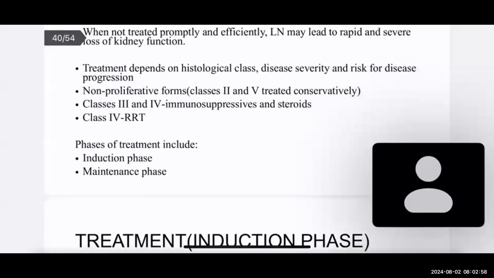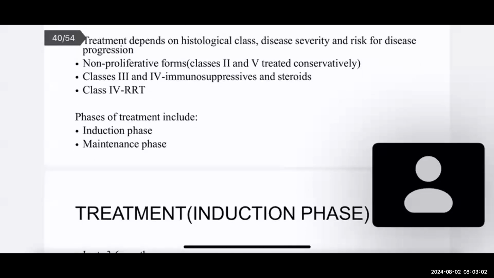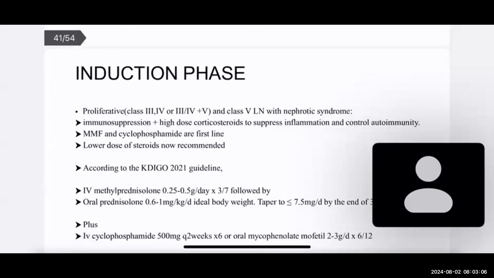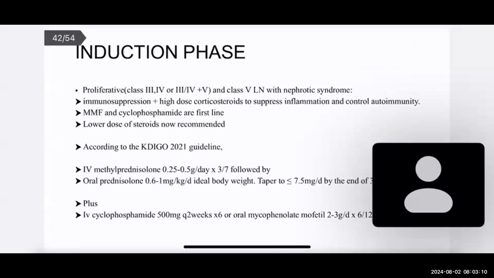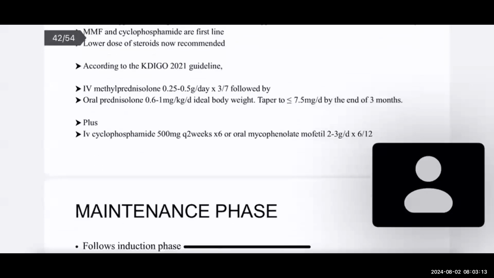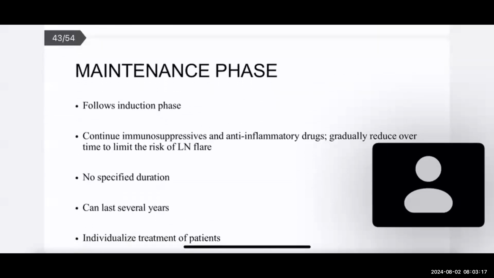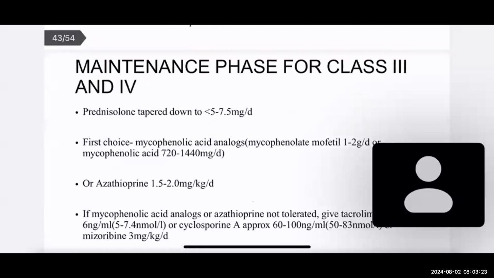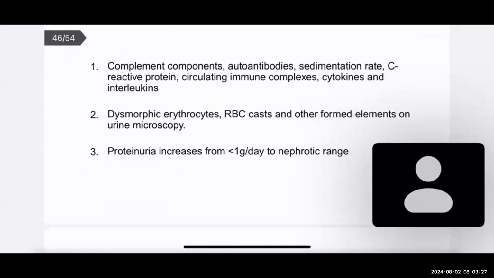Class 4 is treated using renal replacement therapy. The phases of treatment are the induction phase and the maintenance phase. For want of time, these are just slides showing us what the induction phase is done for 3 to 6 months, but the maintenance phase can go as long as years. When it gets to the maintenance phase, we taper down the drugs a bit, but we keep giving and watching out for flares, just so that we don't reduce so much and make them predisposed to developing flares.